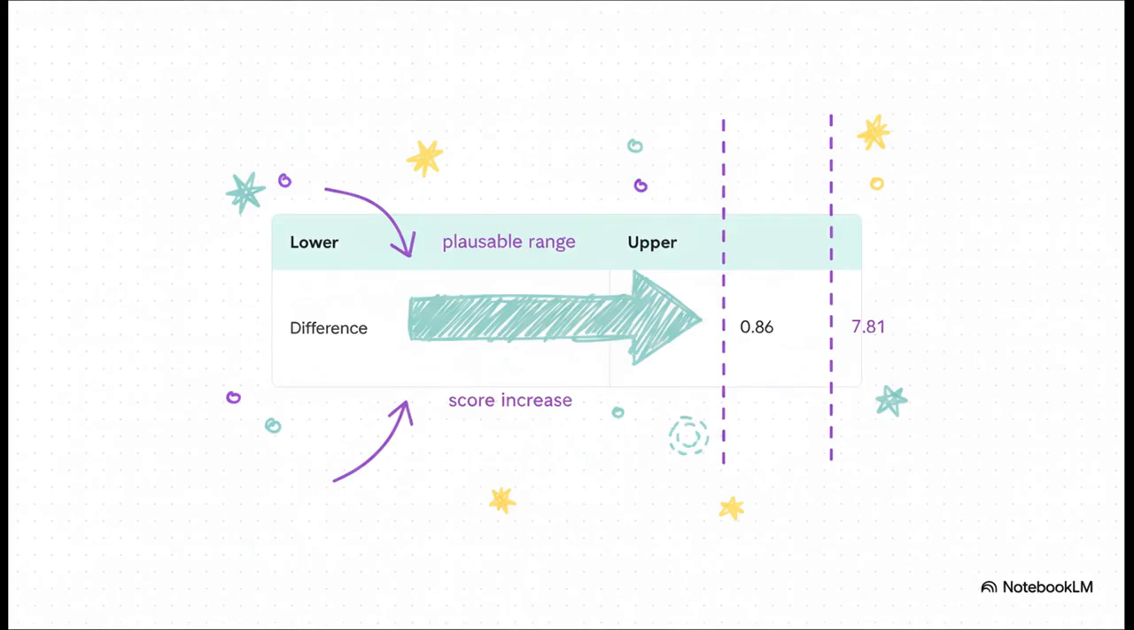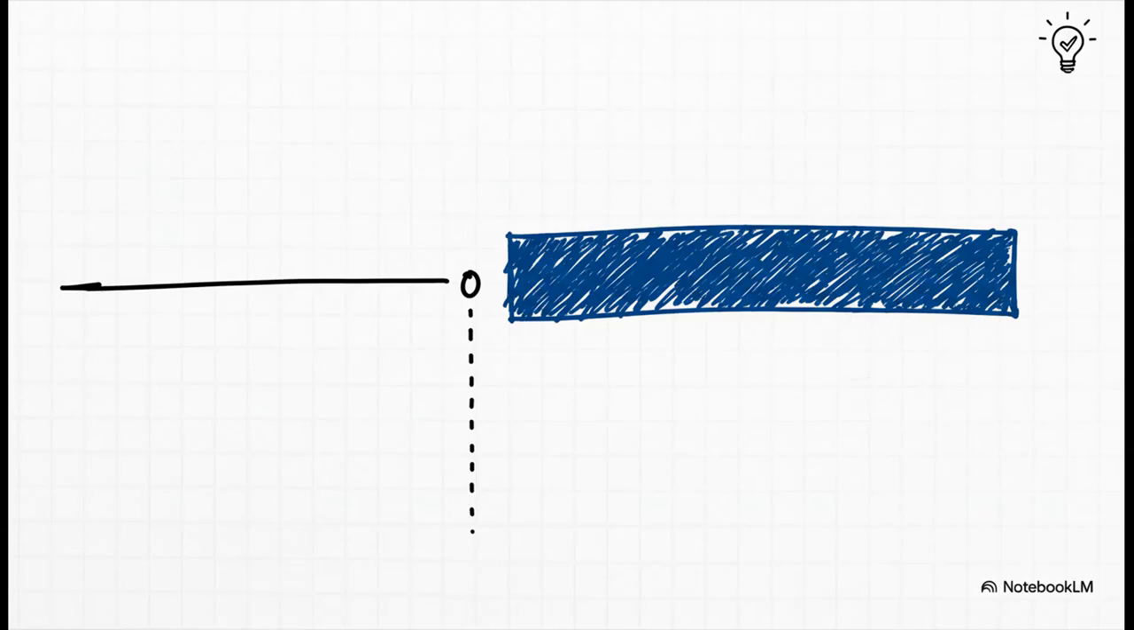But wait, there's more. There's actually another piece of evidence we can look at to confirm our finding. It's called a confidence interval. The software tells us that we can be 95% confident that the true score increase from the tutorial is somewhere between about 0.86 points and 7.81 points. And the rule for interpreting this is super simple. If this range included the number 0, it would mean that no effect is a plausible outcome.